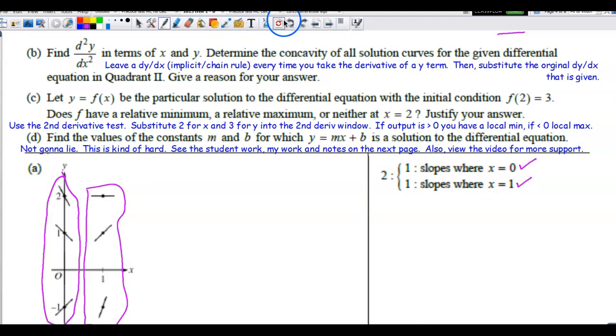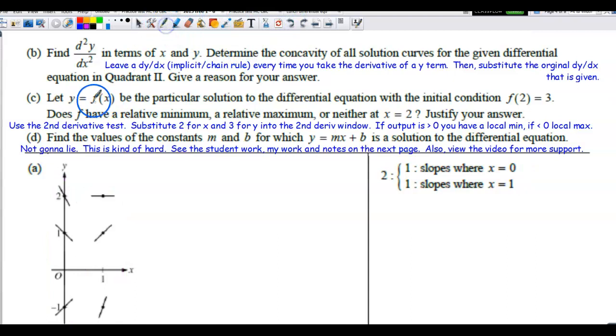All right, and let me clear the board here. And in part B, we are finding the second derivative. Now remember, when you find the second derivative, we already have dy/dx. That was given. When you find the second derivative, the main thing to remember is that every time you take the derivative of a y term, you have to leave a dy/dx behind by the chain rule and the implicit differentiation. And then potentially, depending on what we're going to have to do, substitute for dy/dx. But in this case, we might not necessarily have to do that.